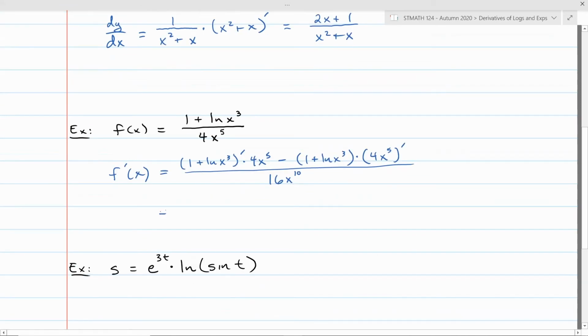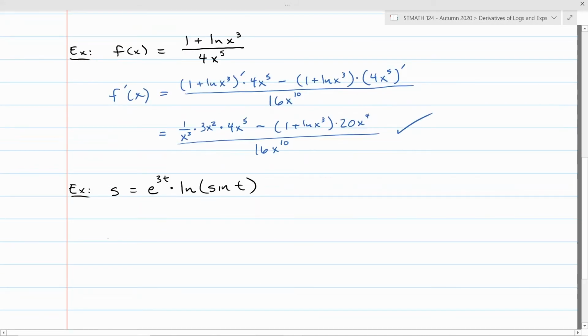And then you just compute those derivatives, knowing what you know about derivatives of logarithms and other things. That first derivative in the numerator, you would get 0 for the derivative of 1, but then for the natural log, you'd get 1 over x cubed, then times the derivative of x cubed, which is 3x squared. But then you've already got that 4x to the 5th there, so I'll just bring that down. Minus, then I've got that 1 plus natural log of x cubed left alone. And then the derivative of 4x to the 5th would be 20x to the 4th, all over 16x to the 10th. And I could certainly simplify this expression a bit if I wanted to, but I'm just going to leave it at that for now.